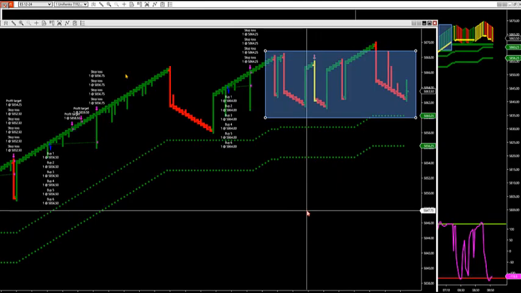So my point is that you will look for green or red. Red, short only. Sell liquidity grabs only. Green, buy liquidity grabs only. If it's red-green, that's chop, no liquidity grab trading.